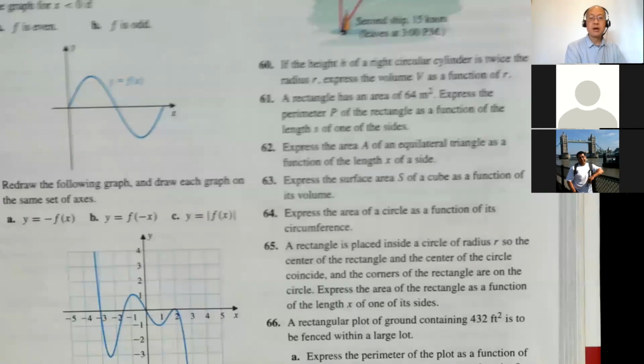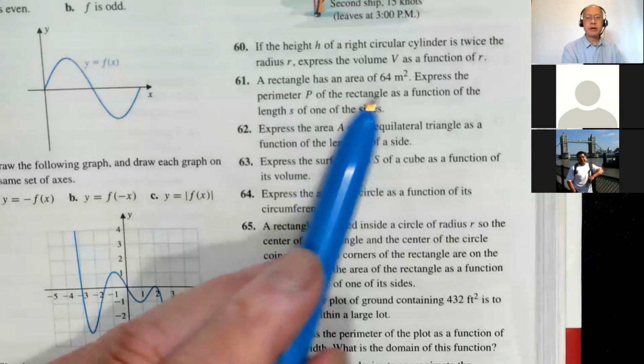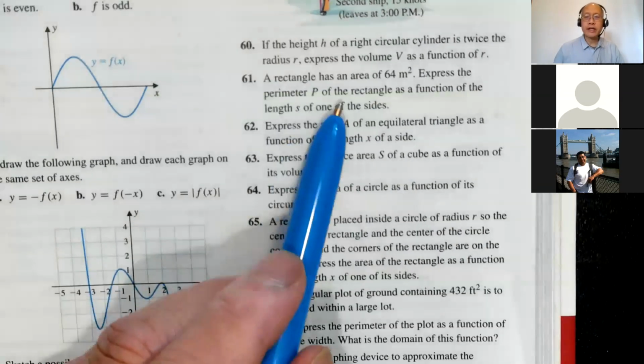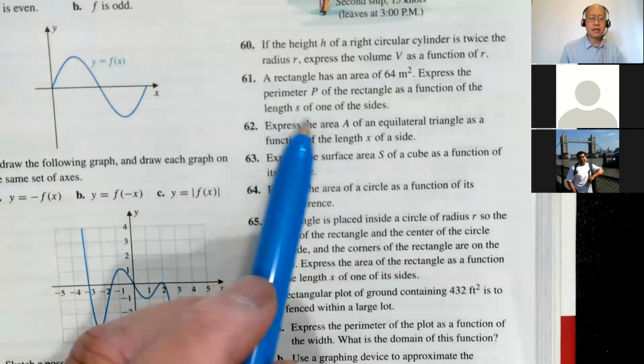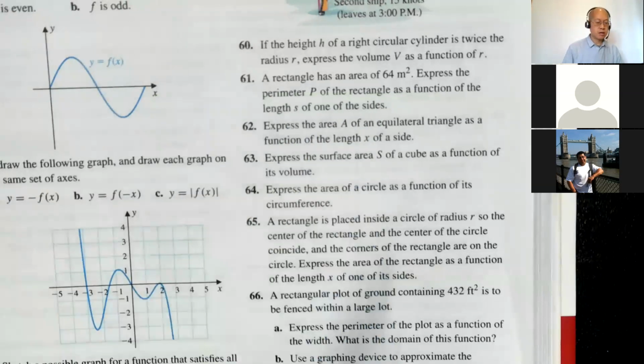Okay, so that takes care of that. Let me set you up with some of these other problems at the end. A rectangle has an area of 64 meters squared. Express the perimeter of the rectangle as a function of the length s of one of the sides. So some of these word problems at the end, let me set you up with those.